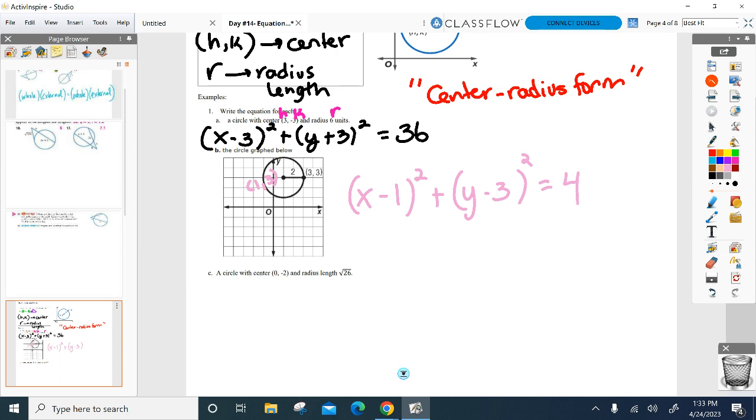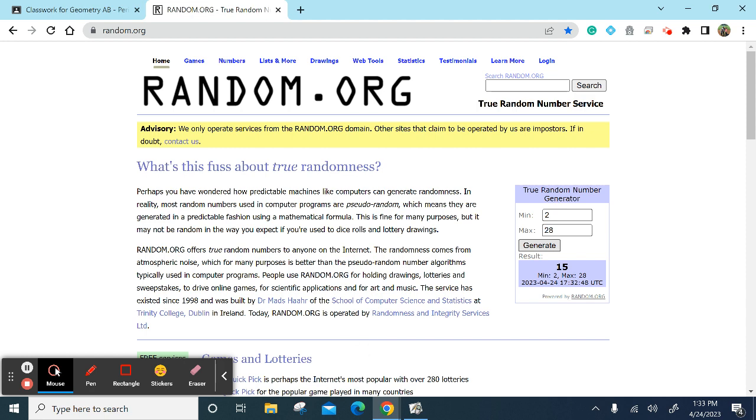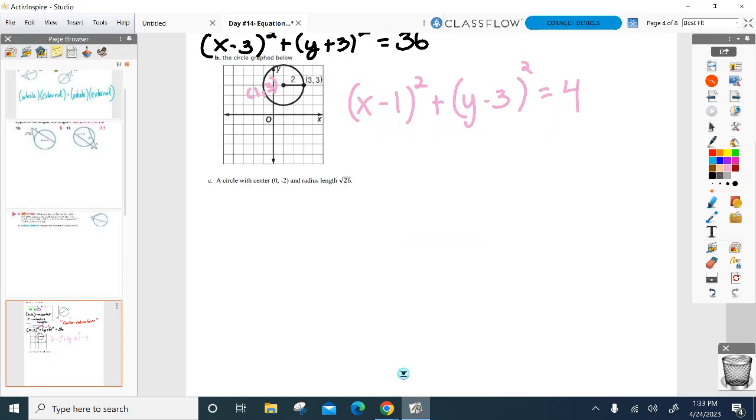Any questions for me on the basics? Basics before I throw some wrinkles in here at you. We're all good on the basics? All right, let's go to C then. I give you the center and radius again. Looks a little different though. All right, let's start with the h value. What's the h value here? 0. Okay, ready? Everyone ready?